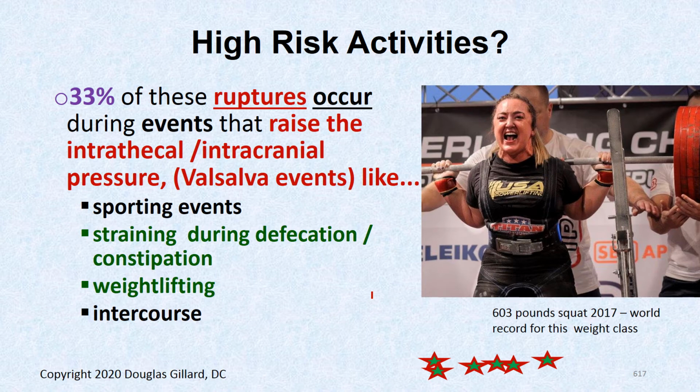Anyway, high-risk activities account for about a third of the bleed events. When I say rupture, I mean a hemorrhage event. And if it hemorrhages, it's a what? It's a subarachnoid hemorrhage, a subarachnoid bleed.